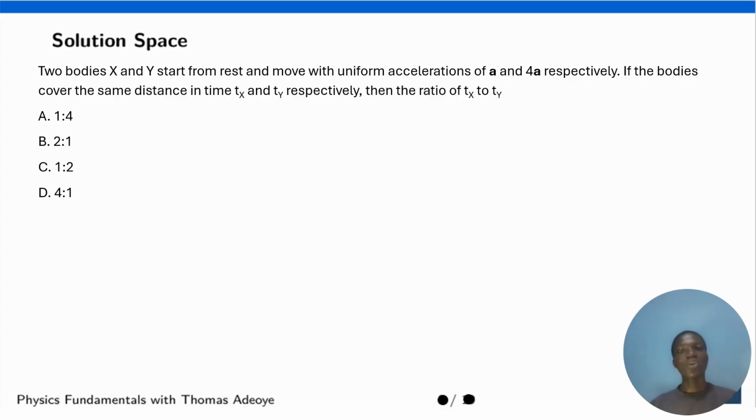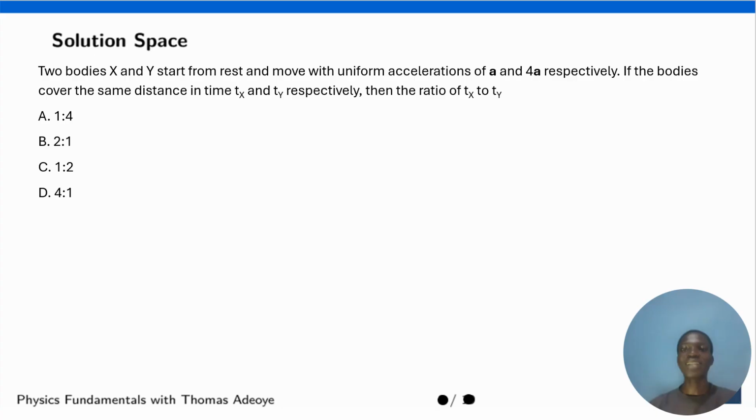But in this question, they didn't say uniform speed. Look at it. The question says it moves with uniform acceleration. So it means in this situation, it is the acceleration that is constant. So we can't say the acceleration is 0. Mind you, uniform speed implies 0 acceleration, but uniform acceleration does not imply 0 acceleration. So that's the point I'm trying to make.